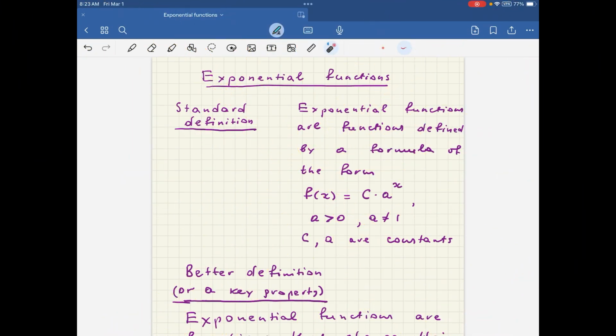In this recording, we will talk about exponential functions and their definition. The standard definition found in most textbooks is the following one. Exponential functions are functions defined by a formula of the form f of x equals a constant, let's say c, multiplied by another constant a raised to a power x.